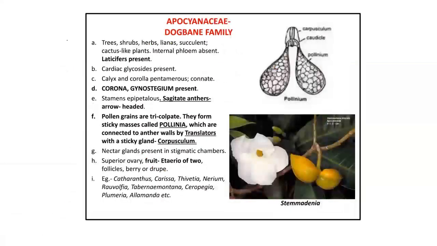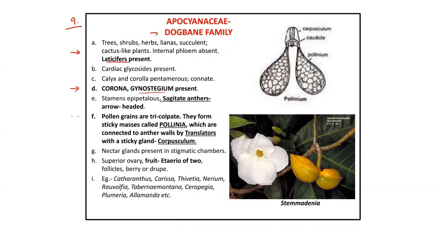Let us now talk about the ninth important family, and that is the Apocynaceae or the dogbane family. So this is the common name of this family, and here the laticifers are present. This is an important point. Then corona is also present, and gynostegium is also present, that we have just discussed in the last family.